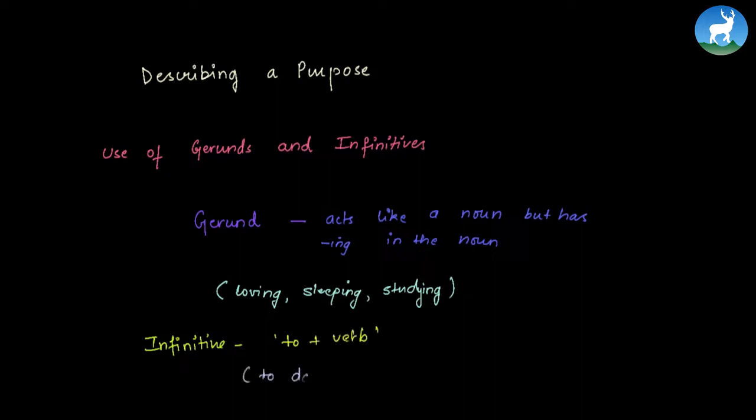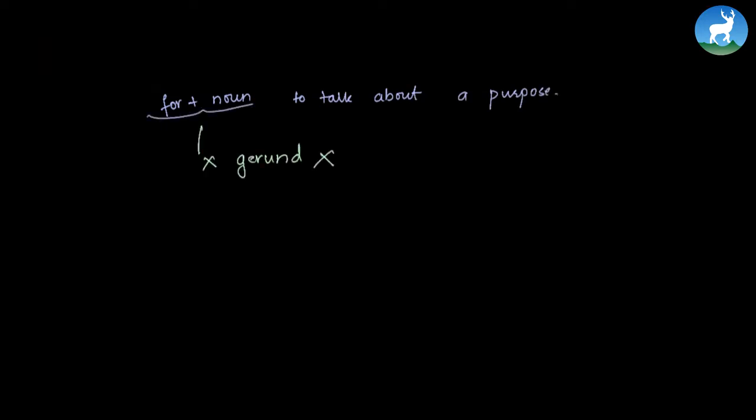Here are some of the confusions that we generally face while using gerunds and infinitives. We use for plus noun to talk about a purpose. However, this is not a gerund. Also, we never use for plus verb. This is a wrong use of grammar. Now let us look at some examples of describing purpose. We need to describe something about a microwave.